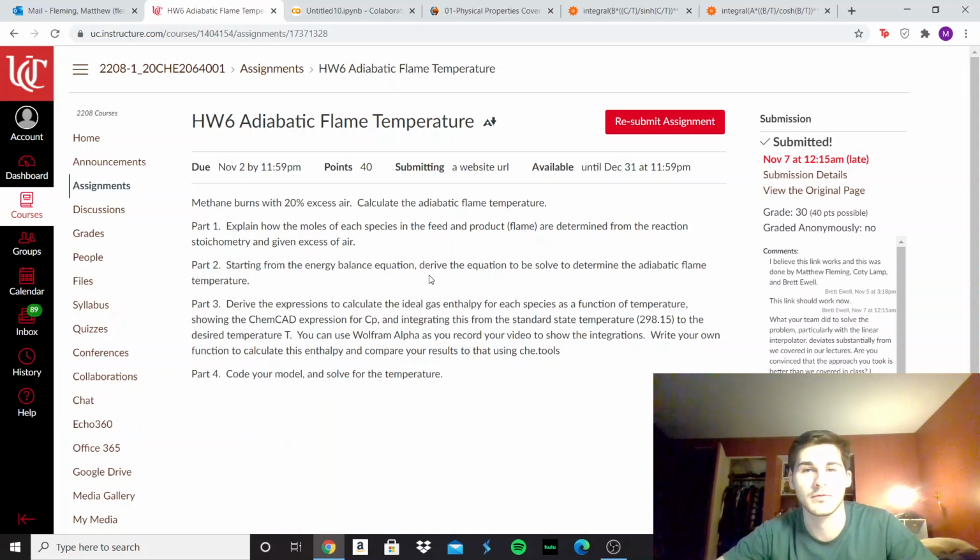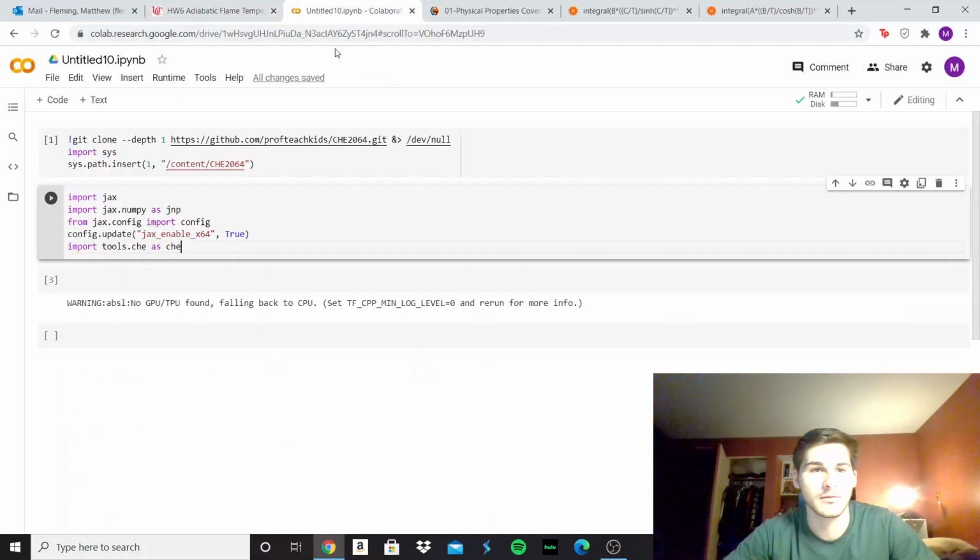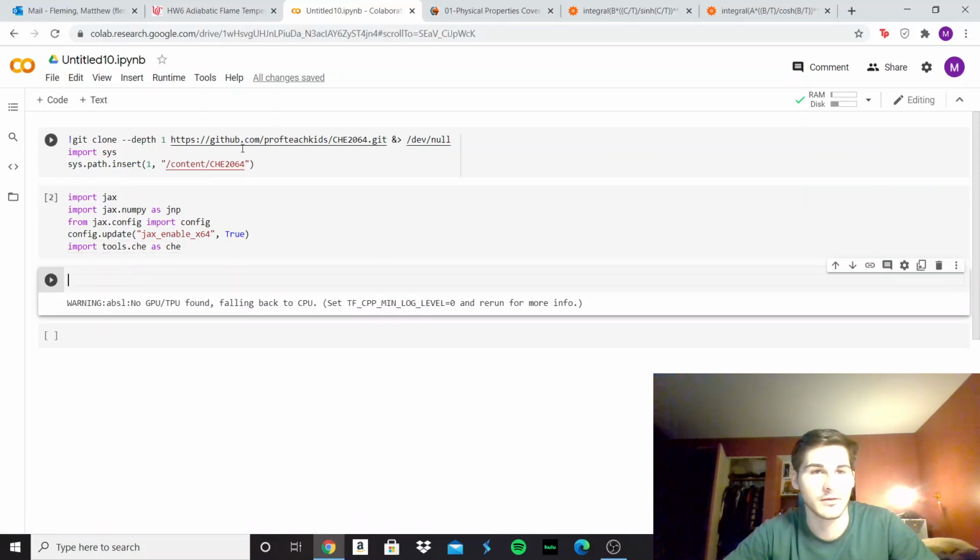And so in this video, I'm going to evaluate that integral so we can work with it a little easier, and I'm going to find the change in enthalpy for each species in the combustion reaction, and then I'll go ahead and find the total enthalpy of the whole stream. To do so, I've already imported a couple of different libraries here, and our module from our class website right here.